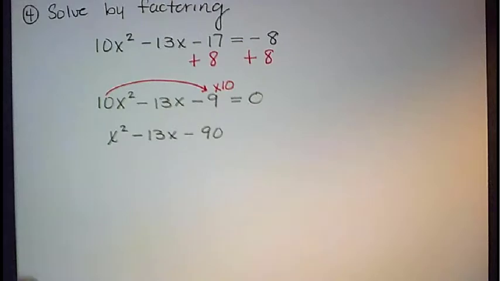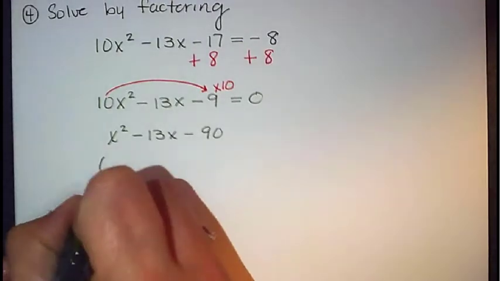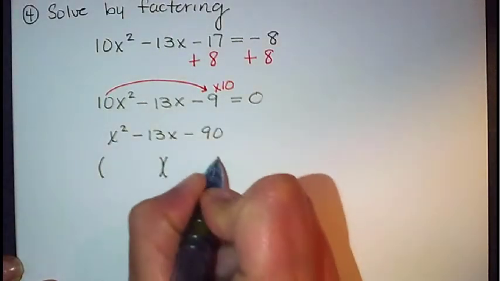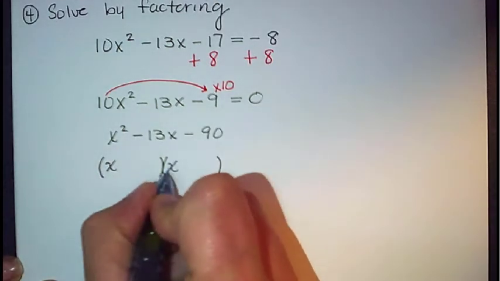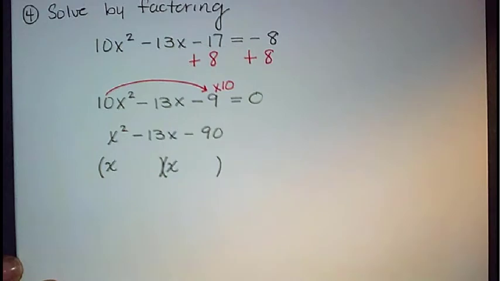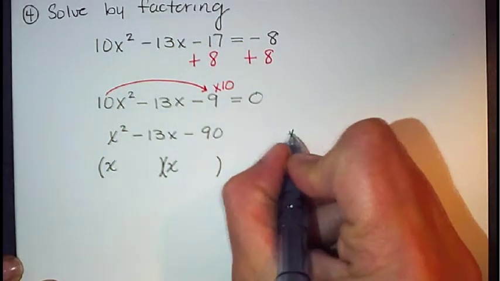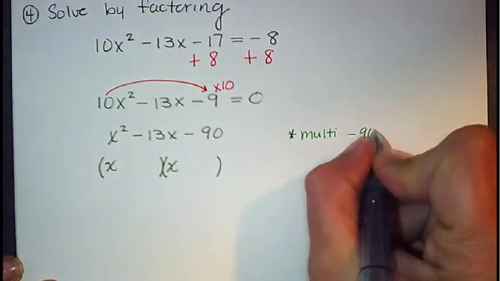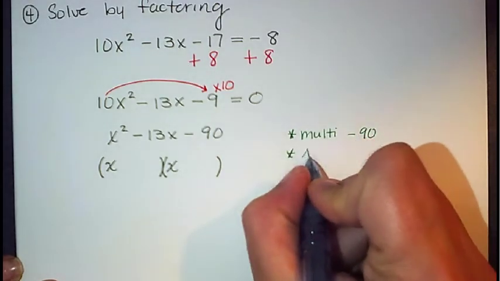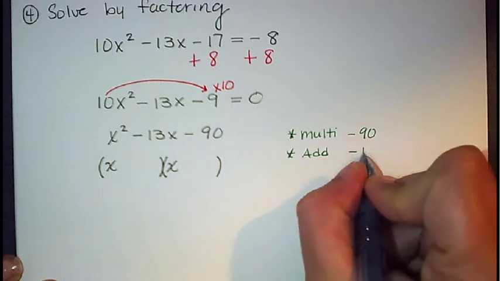Okay, well now I need to factor this guy. So I'm going to do my 2 parentheses because I've got a leading coefficient of 1 now. I know that I'm going to start off with an x and an x. I need 2 numbers that multiply to -90, and they need to add to -13.